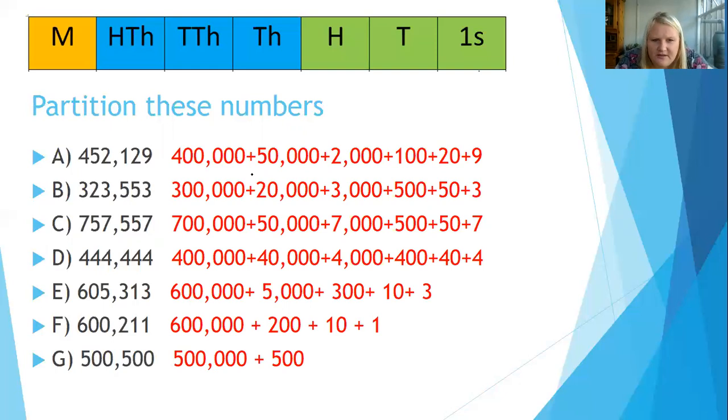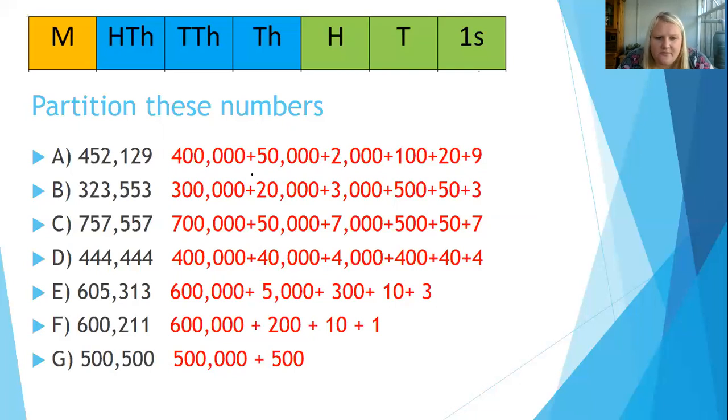452,129: 400,000, add 50,000, add 2,000, add 100, add 20, add 9. 323,553 is 300,000, add 20,000, add 3,000, add 500, add 50, add 3. 757,557 was 700,000, 50,000, add 7,000, add 500, add 50, add 7.